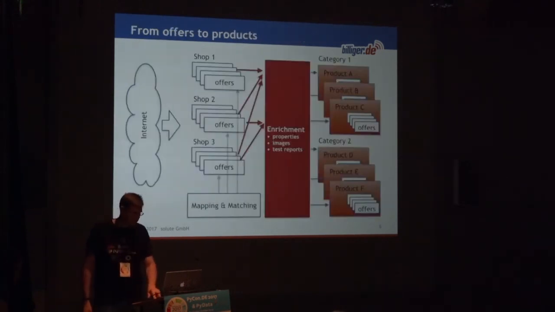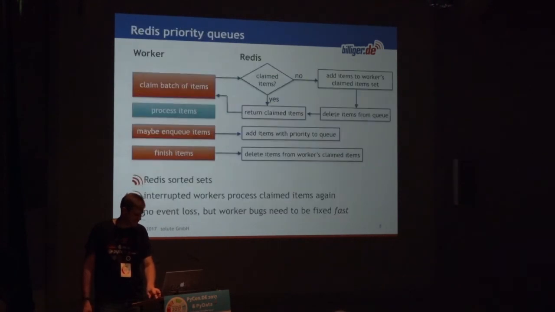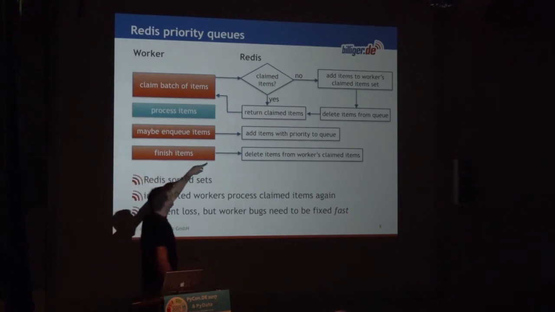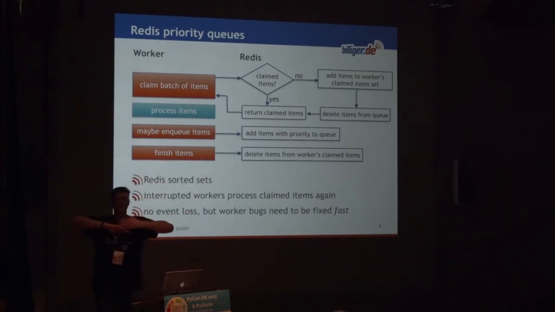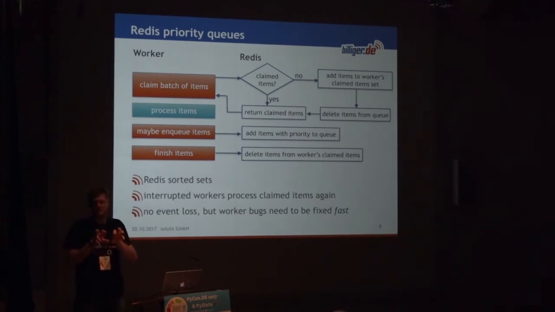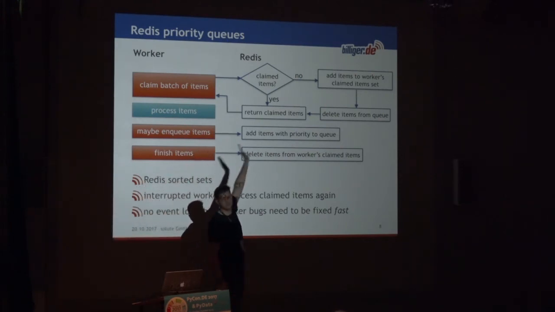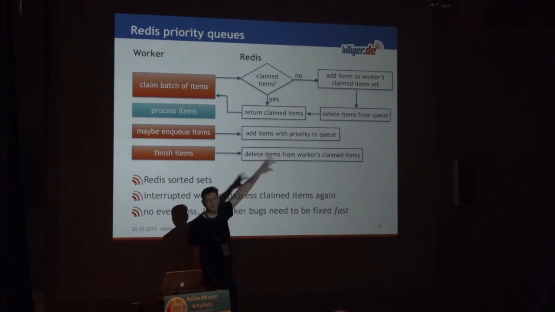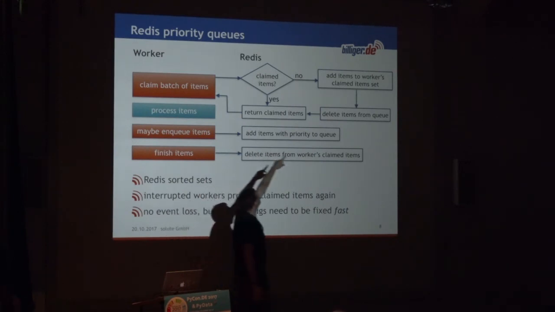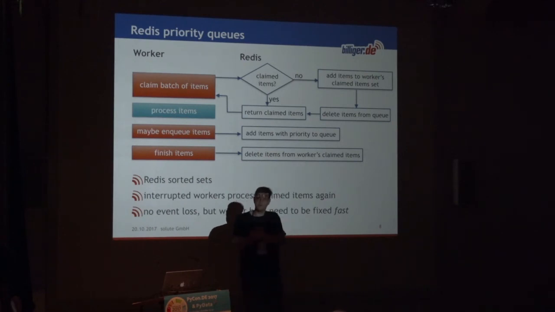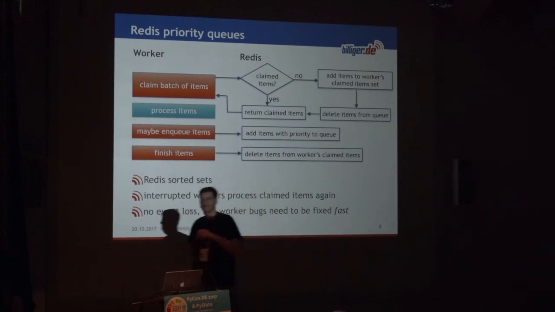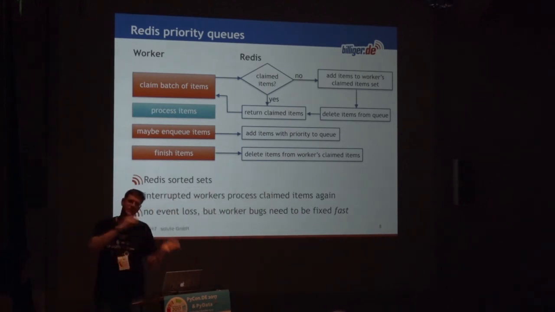Yes, the simple trick is that we do it in one transaction on the Redis server side, so that all these things that you basically see here happen all or nothing. So we basically remove the items. When the worker claims those, we immediately remove them from the queue and put them into a separate mini queue that is assigned to that worker.